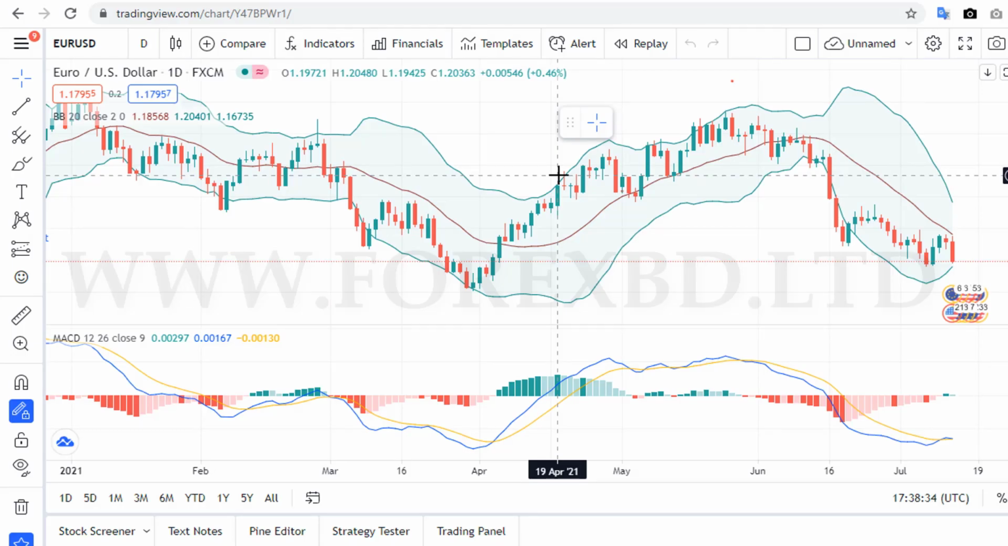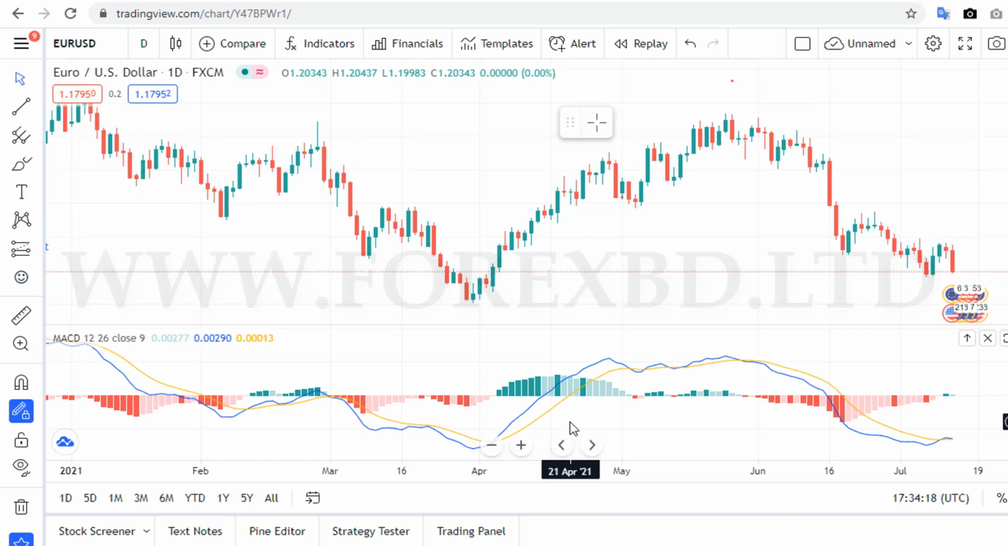Before finishing the video, let's take a look at this strategy shortly. You will take entry from here: when the MACD line crosses the signal line and goes up, you will take a buy entry. And when you see the MACD line crosses the signal line and goes down, then you will take a sell entry. This way you can follow it and take entry.